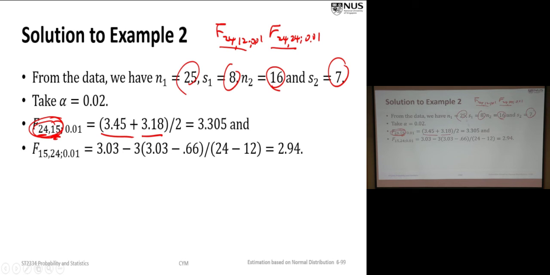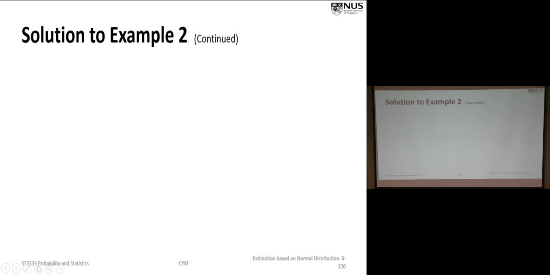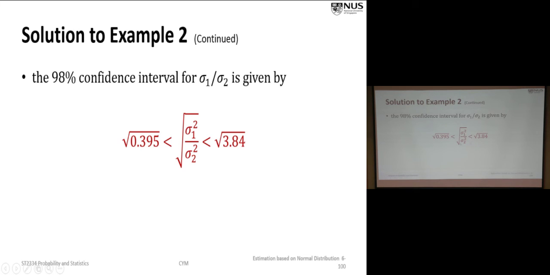Once you have these two critical values, you can calculate the confidence interval for sigma 1 square over sigma 2 square: 0.395 and 3.84. You notice that this confidence interval covers 1, which means that from these two data, it seems that sigma 1 square equals sigma 2 square. If you take the square root, the confidence interval for the ratio sigma 1 over sigma 2 is 0.628 and 1.96.